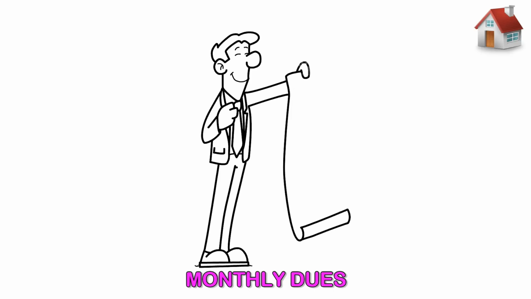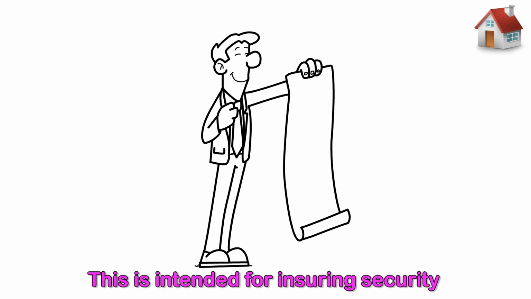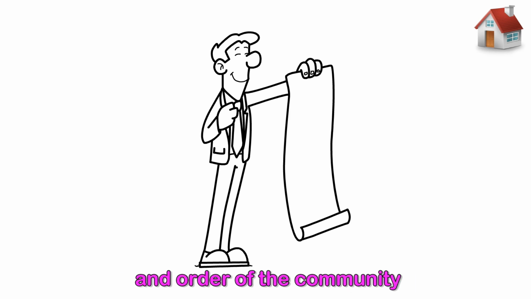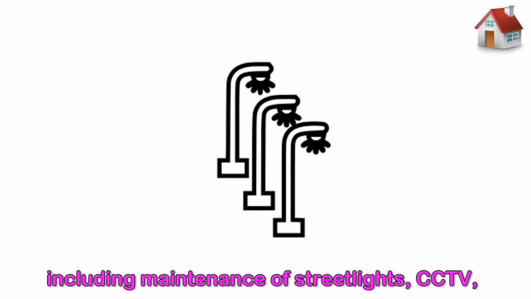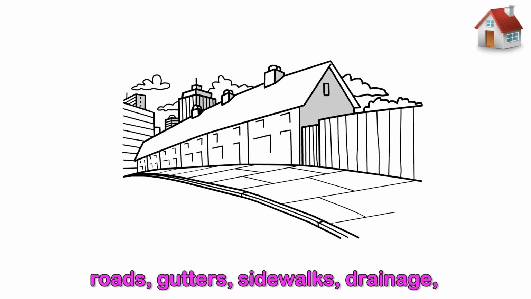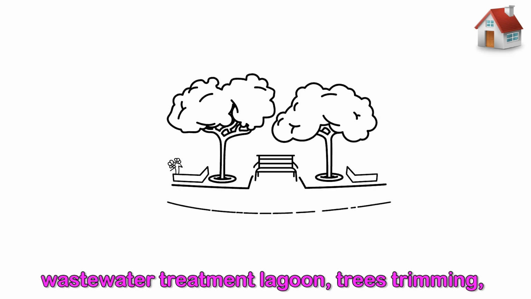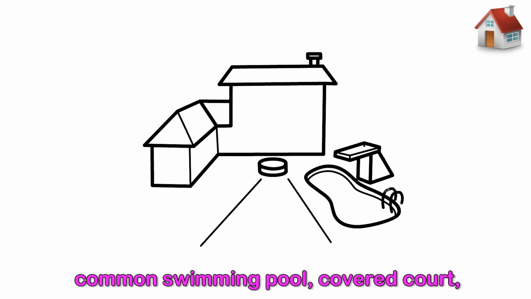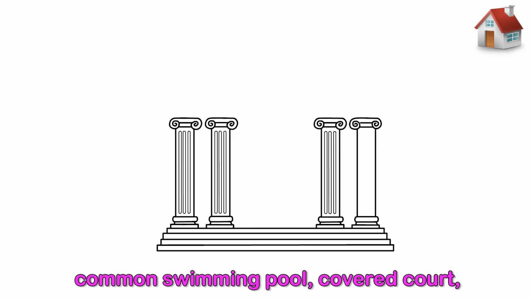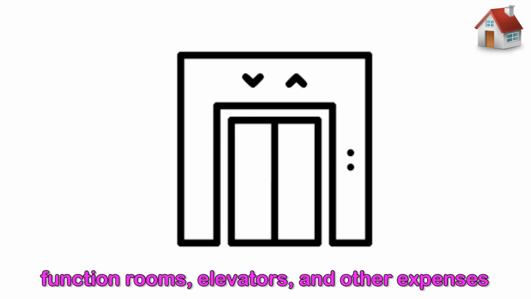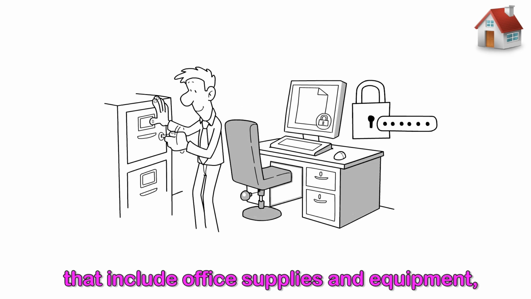Monthly dues. This is intended for ensuring security and order of the community, including maintenance of street lights, CCTV, roads, gutters, sidewalks, drainage, wastewater treatment lagoon, trees trimming, common swimming pool, covered court, function rooms, elevators, and other expenses that include office supplies and equipment.